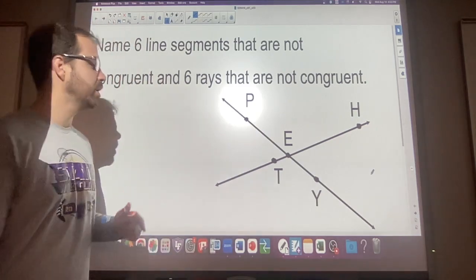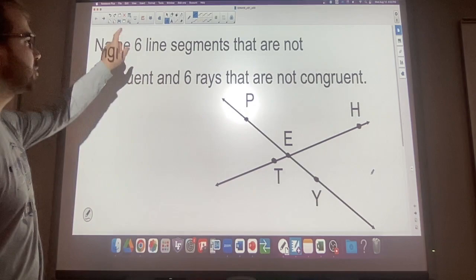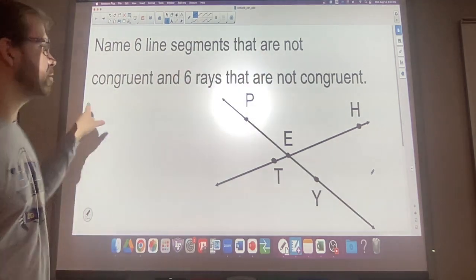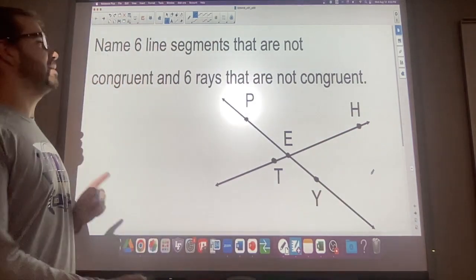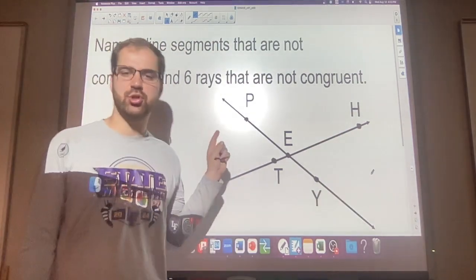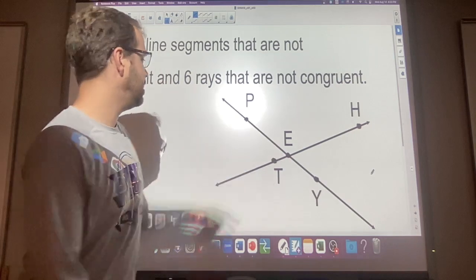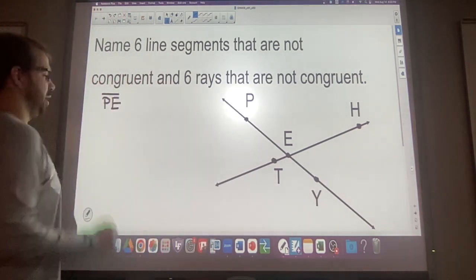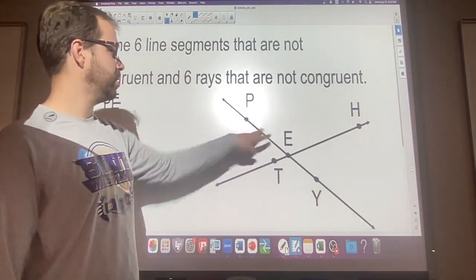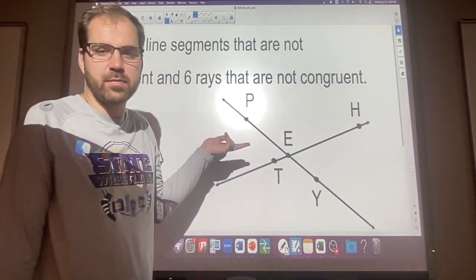So let's get started. All right, what I want you to do is come up with 6 line segments that are not congruent and 6 rays that are not congruent. Okay, what I mean by that is that they cannot be the same shape. Okay, PE. If I write PE as a segment, I cannot write EP because that's the same thing, right?